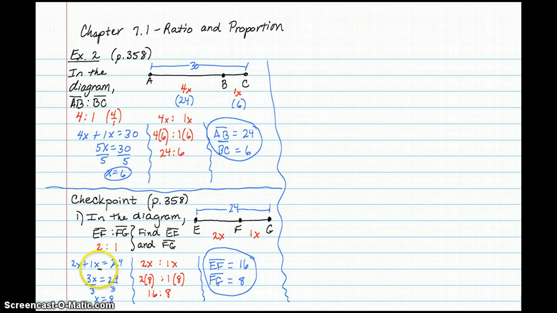Okay, so you have 2x plus 1x equals 24. 3x equals 24. You divide both sides by 3, and x equals 8. So you could have just taken 24 divided by 3 mentally also and known that you split 24 equally 3 ways, and it gives you 8. So if it's a 2-to-1 ratio, 2 times 8 would be 16, and 1 times 8 is going to be 8. Segment EF is 16 units long, and segment FG is 8 units long.